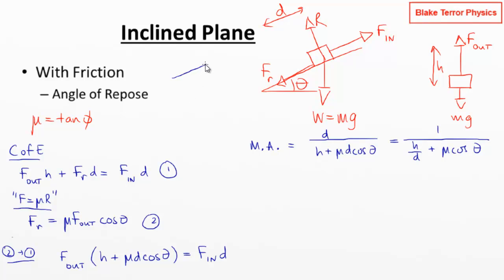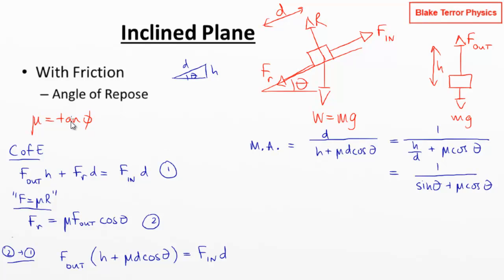Remember when we drew out the geometry of the slope? We got d there, we got h there. H over d is sine of theta. So this is looking good. We got 1 divided by sine theta plus mu cos theta. So that's our mechanical advantage expressed in terms of mu and theta.